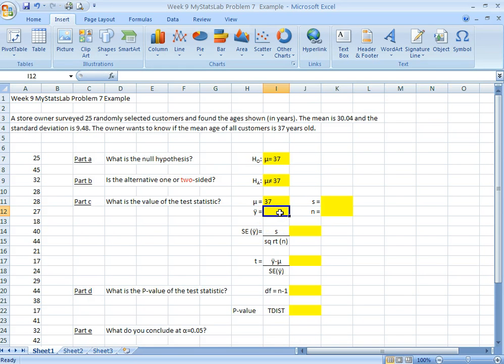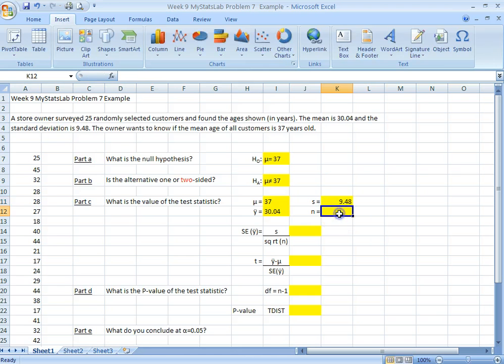Alright, how about y bar, the sample mean? What is that? Well, in this case, what the problem told us was 30.04. So our hypothesized mean, what we're looking for in this problem, is 37, because that's what he wants to know. Our sample mean from our sample of all the numbers is 30.04. Our standard deviation, given in the problem, is 9.48.